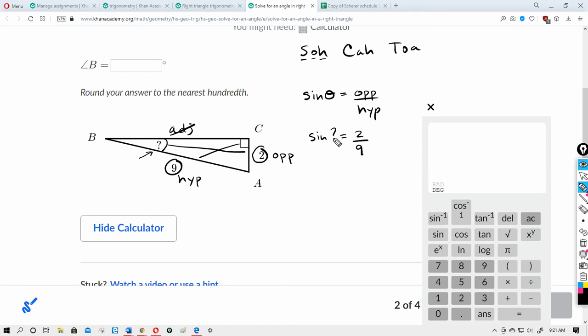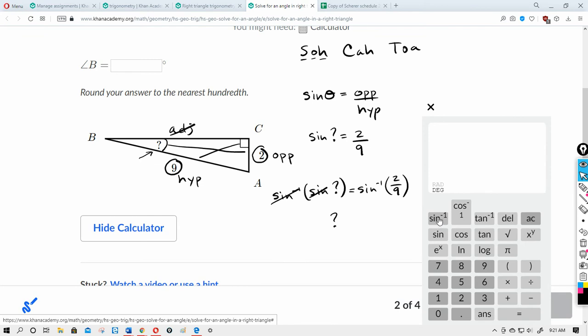In order to solve for the question mark, we take the inverse sine of both sides. Okay? So inverse sine of the sine of question mark is going to be the inverse sine of 2 over 9. On the left-hand side, the inverse sine and the sine cancel, and we're left with the question mark. And now you do inverse sine of 2/9 on the calculator.